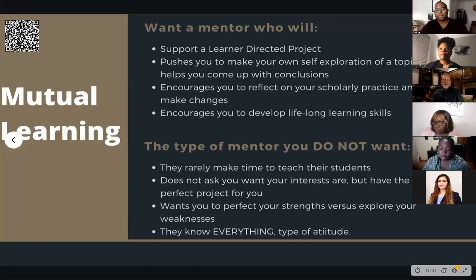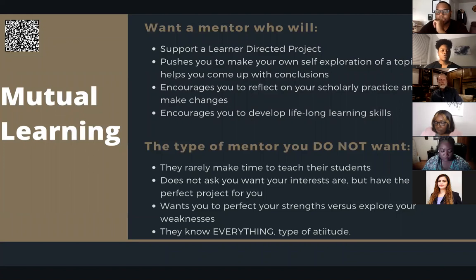So, mutual learning. You want a mentor who's going to support you, and a learner-directed project. You want them to help push you to do your own self-exploration of a topic and help you come up with conclusions, right? If your end goal is a residency program or medical school, when someone asks you about the research you did, you want to be able to talk about it, not just because you're passionate about it. You want to be able to highlight it in a way that they really see that you gained something from that, and not just from working in a lab, okay?